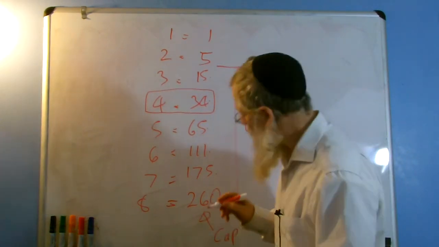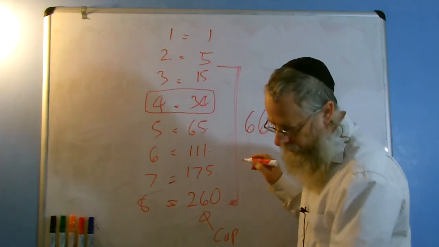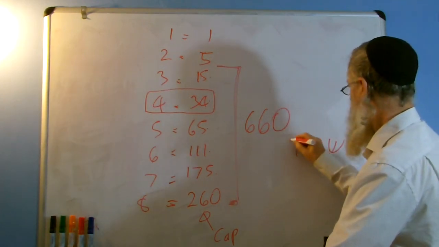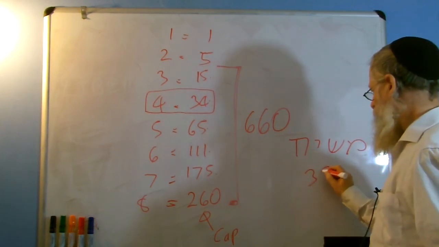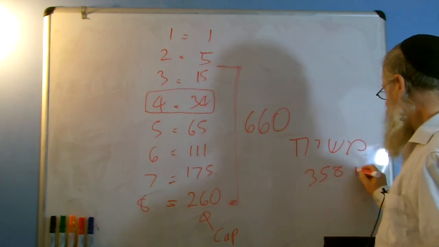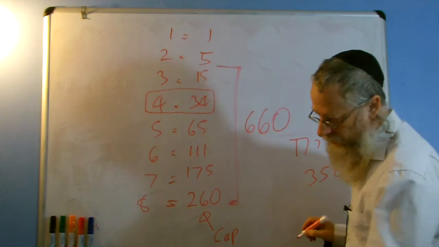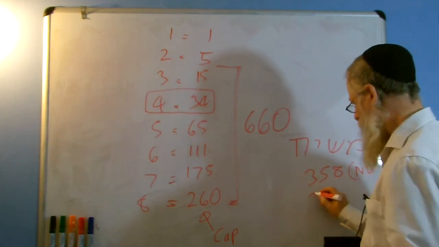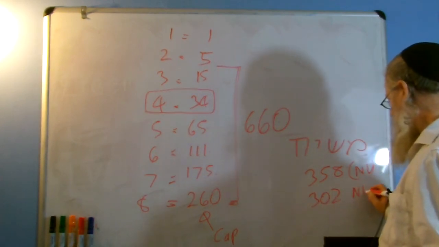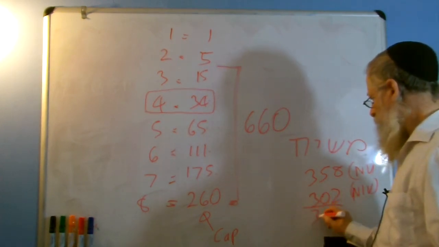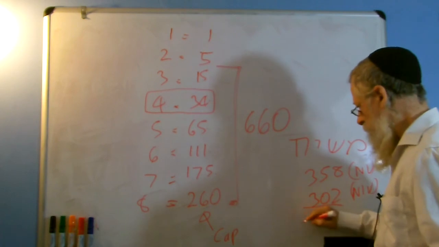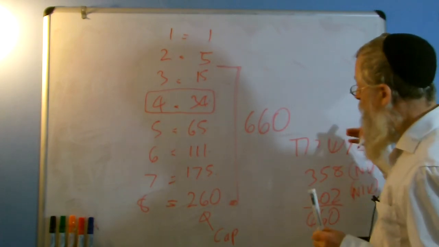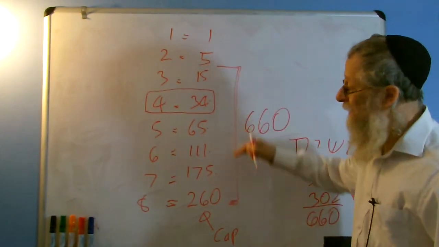If I look at that number, it is equal to Mashiach, Messiah. In Hebrew, it's Mashiach. And how is it equal to Mashiach? Because the normal value of Mashiach is 358. That's the normal value. And it has a normal inner value, an extension of the normal value of 302. That's the NIV value, and I get 306. I get 660. Okay, so we see this connection between Mashiach now and this cap.